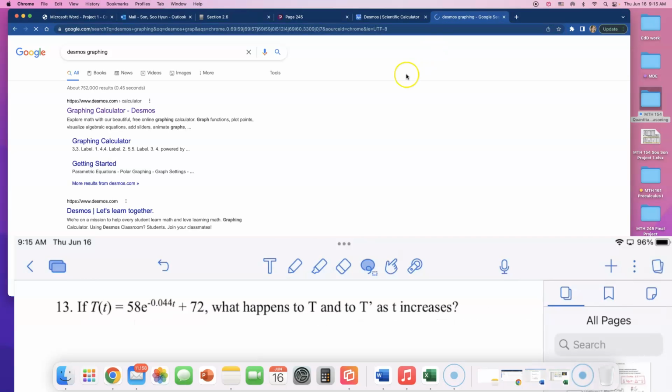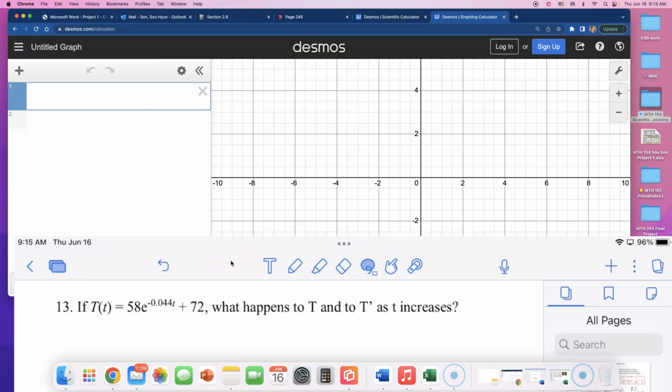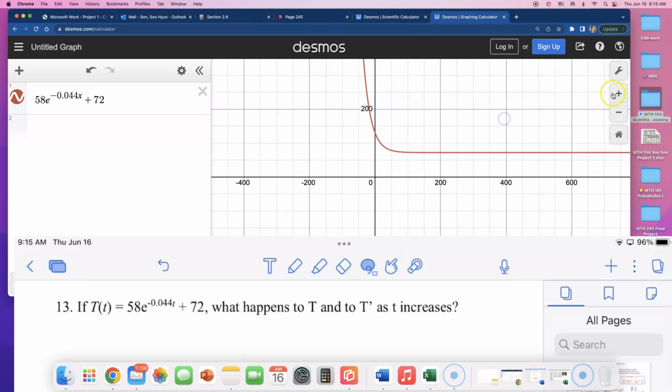I'm going to go ahead and graph this and just talk about it, but I'll show you how to do the math work to support it. So the equation that we're graphing is 58 e to the negative 0.044. Decimals don't like t, so I'm going to just go ahead and change the variable to x, plus 72. All right, I want you to look at the graph here, okay? Where are you, graph? Oh, I see it.